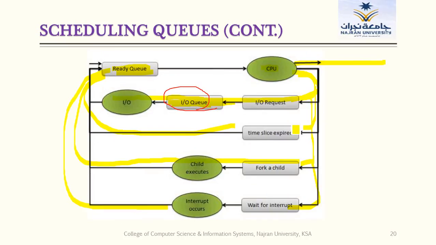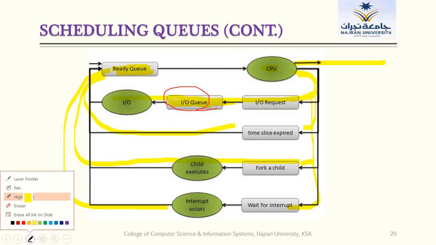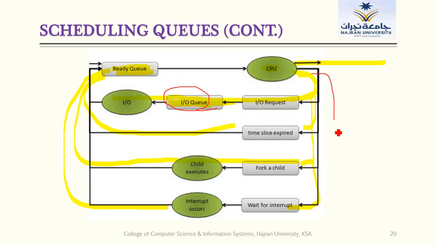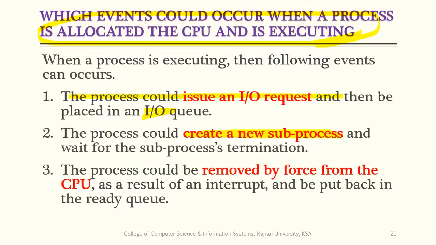Okay, so if you go back to this figure, from this possibility you are going here: fork a child means to create a new process, and now you are waiting for the child to execute, and then when the child execution is finished, the parent execution starts.